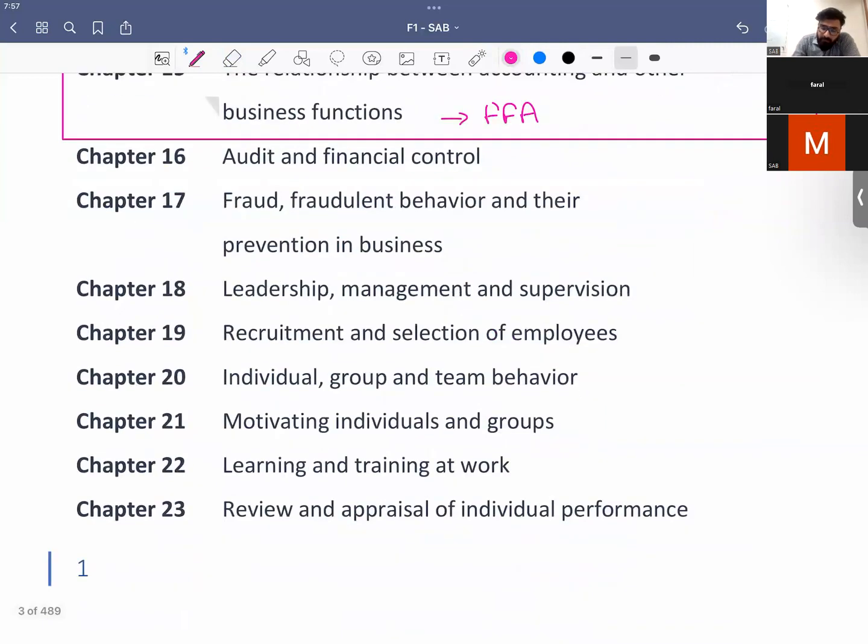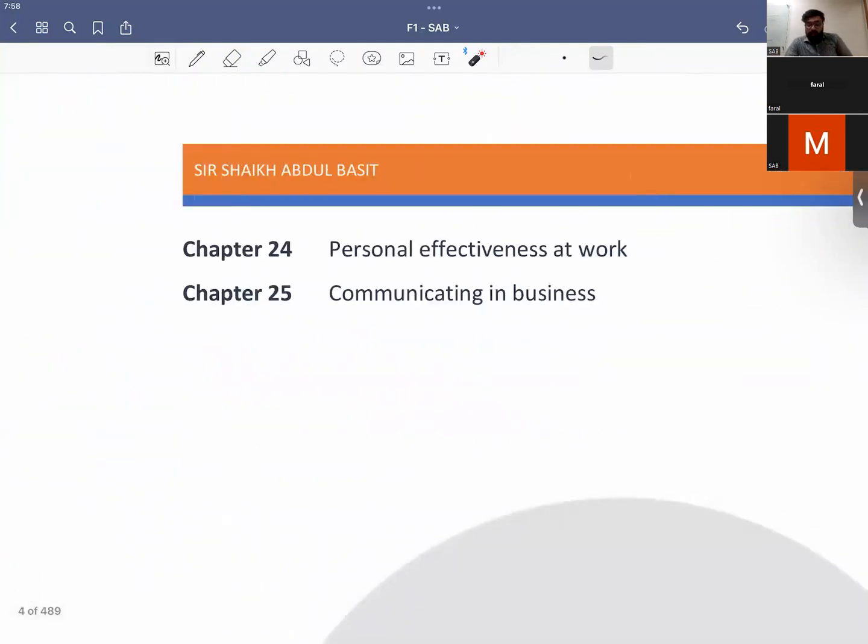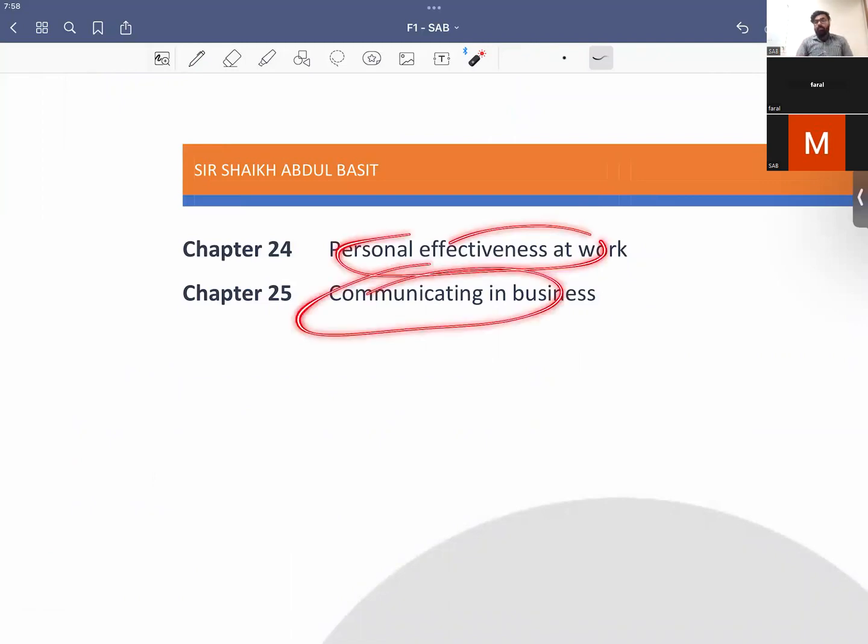Then we have audit and financial control. Then we have fraud and fraudulent behavior. These are the chapters which we need to study. Leadership, management, recruitment and selection, how people get inducted in organization. Basically, if you want to do jobs, you should know how to get inducted in an organization. Individuals, groups and team behaviors, motivating individuals and groups, learning and training at work, review and appraisal of individual performance. These are all sorts of chapters which we'll study. And then we have personal effectiveness and communicating in business.